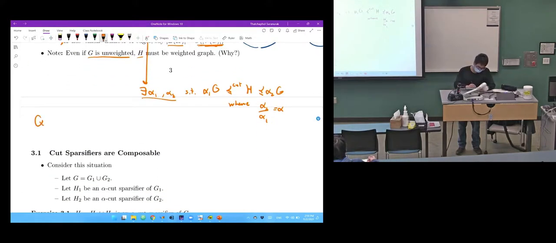So the question: does a cut sparsifier exist for every unweighted graph?